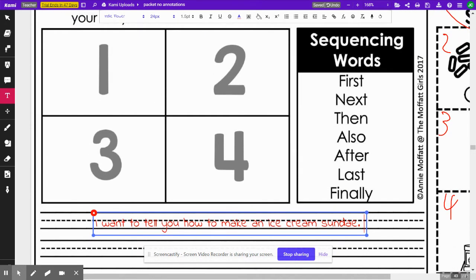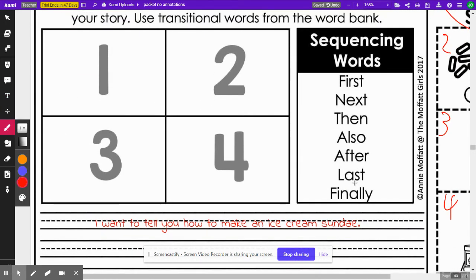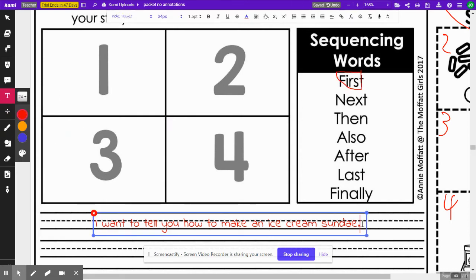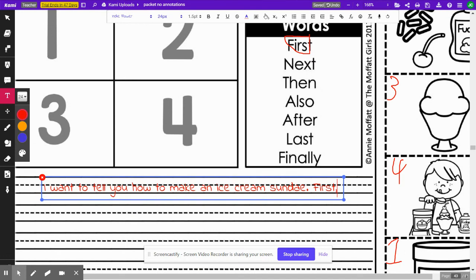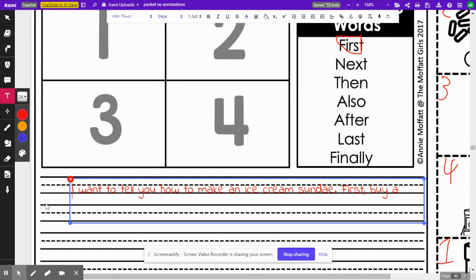So let's use one of our sequencing words. Would we start with last? Nope. I think we'd probably start with first. Let's try. First. What do we do first? Let's see. We buy some ice cream. First, buy a carton. Let me move this over a little. Sorry, I'm trying to make the indent. Remember, guys, you always got to indent at the beginning so everybody knows the paragraph starting right there. First, buy a carton of ice cream, of your favorite ice cream.